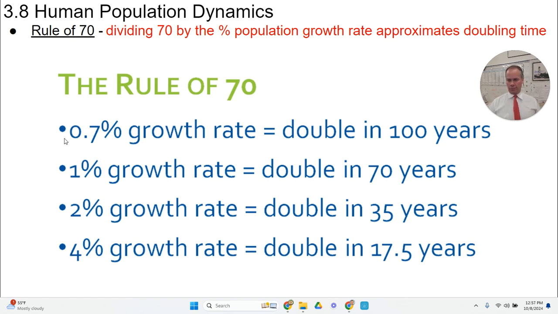So for example, if we have a population that has a 0.7% growth rate, if we take 70, divide it by 0.7, we get 100. That means at a 0.7 growth rate, this population should double in about 100 years. If we do some other examples, 70 divided by 1 is 70. A 1% growth rate doubles in 70 years. And we can see some other calculations here. So if you're ever being asked about what the population of something will be in the future, you're going to use this rule of 70 to estimate that population size in the future, because you can calculate the doubling rate.